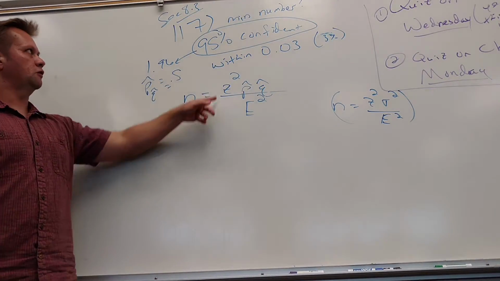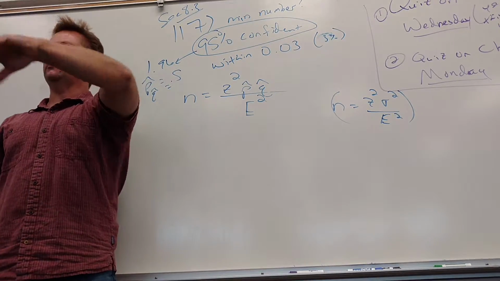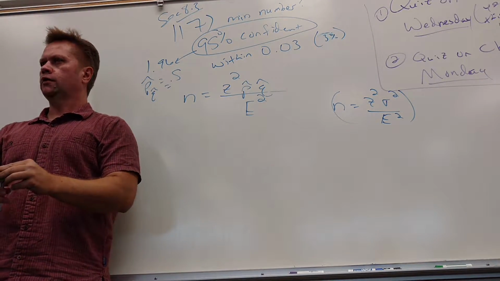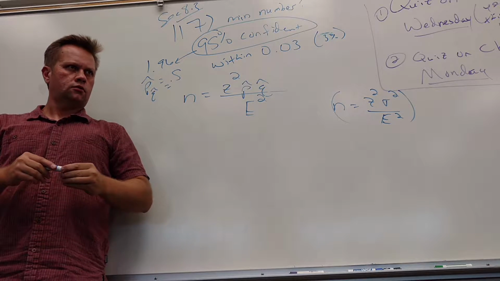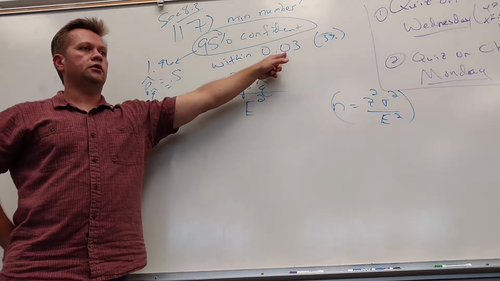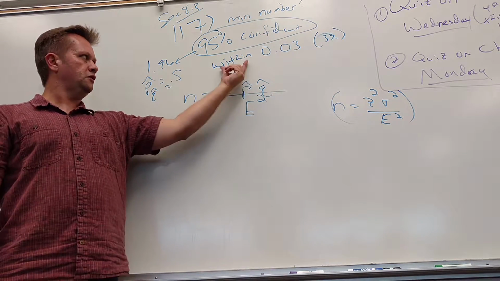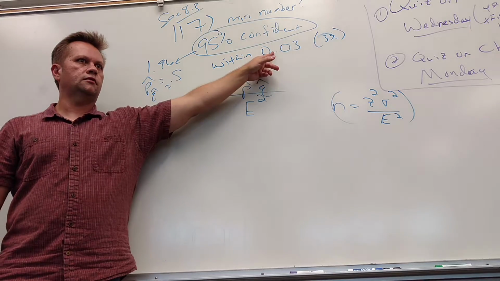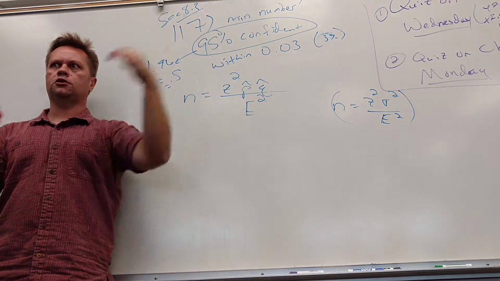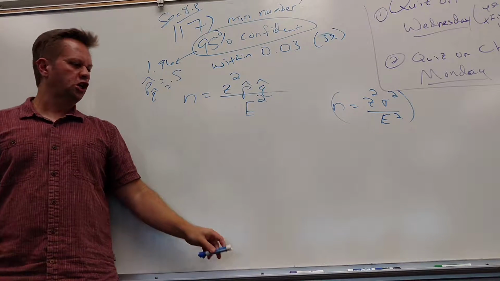How did I know to use this formula? Because I'm looking for the minimum number. That tells me I want the formula that solves for n. So what's the e? Within 0.03. Yeah, within is not always the word they use, but if they use it, that's a huge clue that that's the error. Within that much. That's such a huge clue.